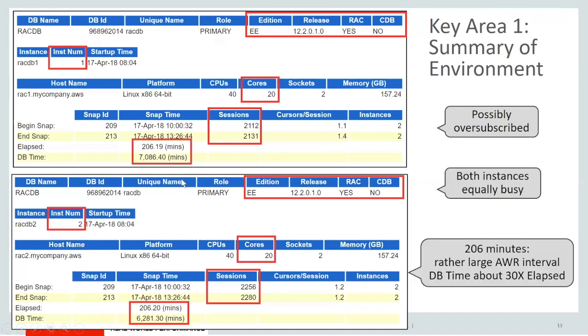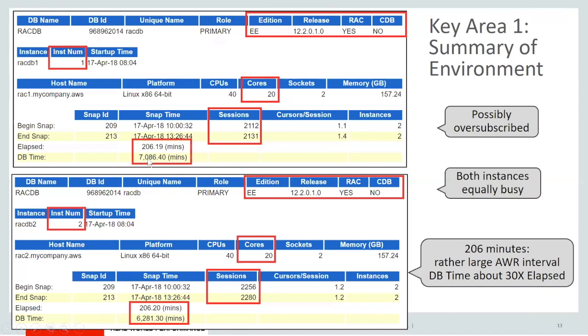The other thing that we see now here is that this AWR report covers 206 minutes. That's actually a rather large interval for an AWR report. Normally you would look at smaller intervals. You would look at an interval that pinpoints the issue that you want to investigate. But here we're looking at an over 200-minute interval.